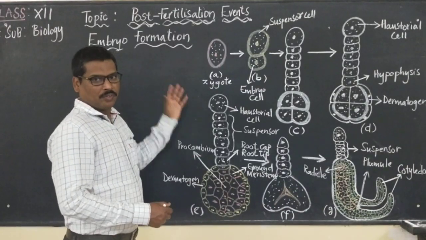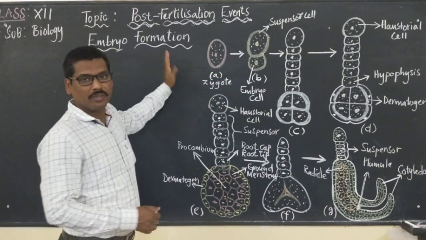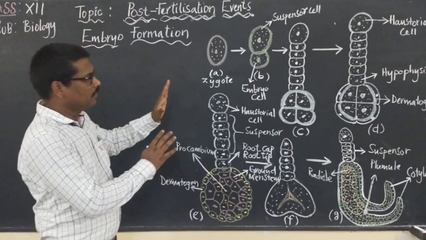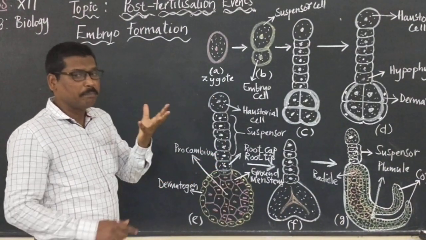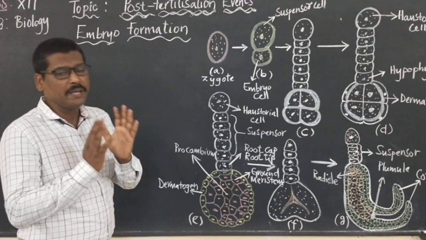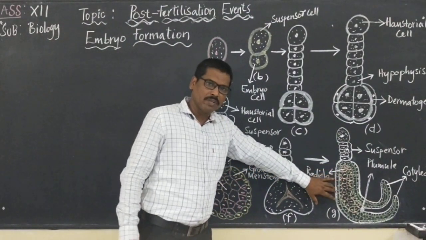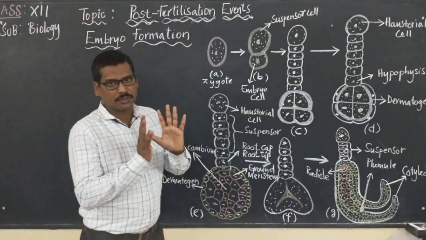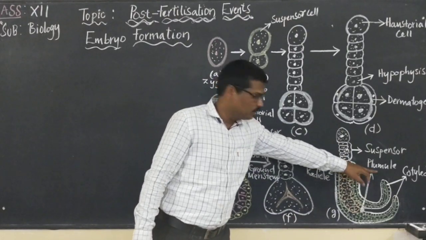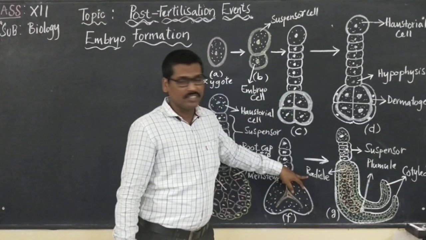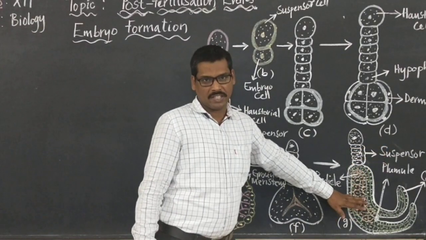So you have seen the diagrams of how the embryo will be formed. These diagrams indicate how the complete embryo is formed, showing the main parts of the embryo. This is the mature embryo, showing all the important parts that should be there: the plumule, the cotyledons, the radicle and also the suspensor. These are the major parts in a mature embryo.